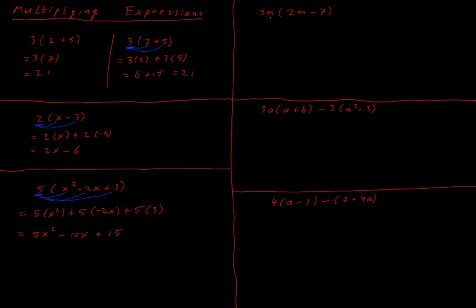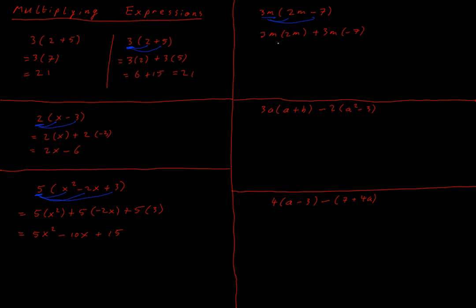Here I have 3m multiplied by 2m minus 7. Same deal as before. Multiply what's outside by each thing inside. So 3m multiplied by 2m, plus 3m multiplied by minus 7. This is a plus 3m because there's no symbol in front of it, so we assume it's a plus.